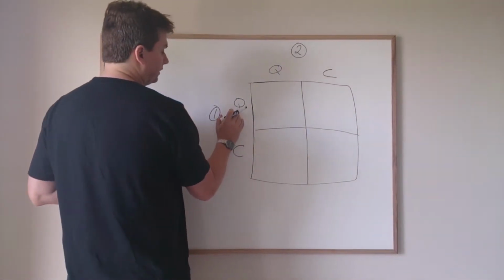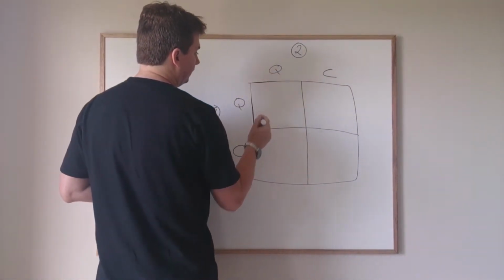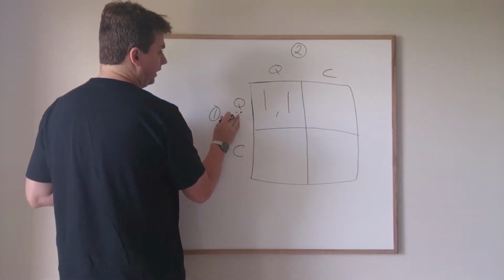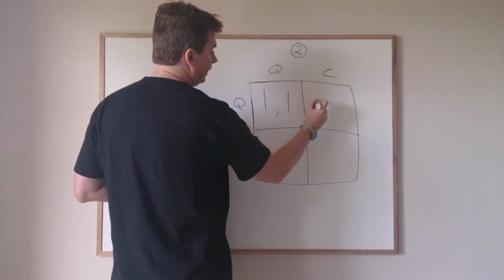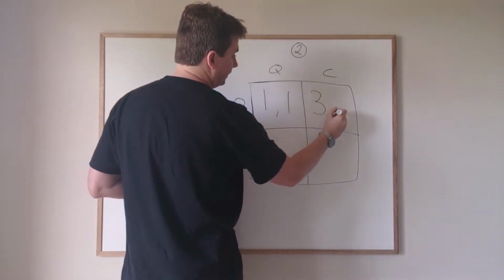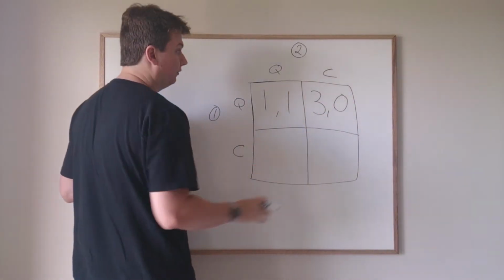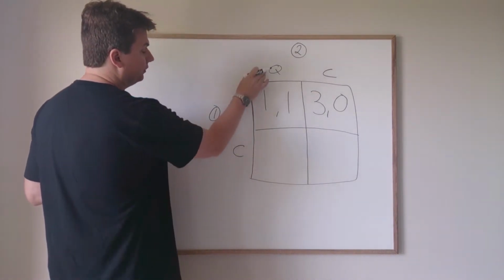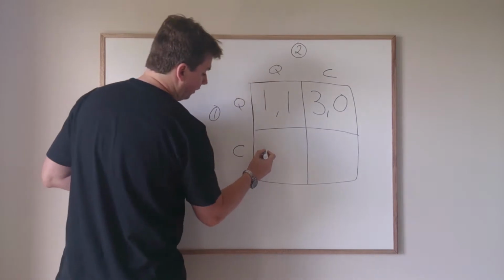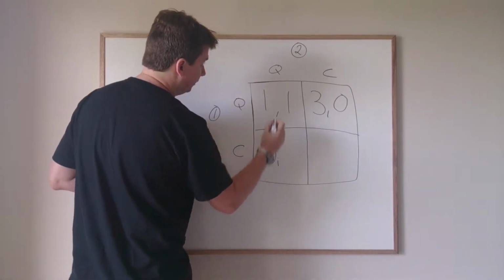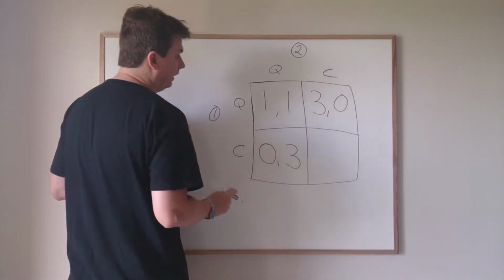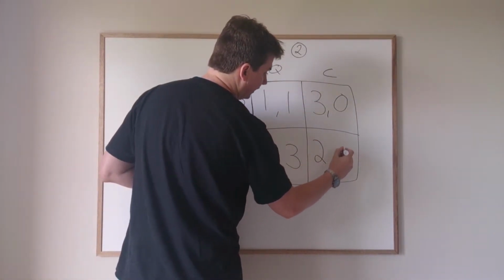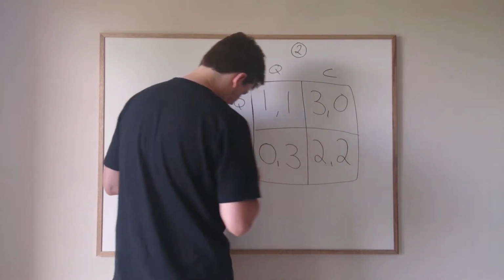So if player 1 stays quiet and player 2 stays quiet, then they both get 1 year in prison. If player 1 stays quiet but player 2 confesses, then player 1 goes to jail for 3 years while player 2 gets to go free. The opposite happens here. Player 1 confesses while player 2 stays quiet. Player 1 gets to go free while player 2 gets 3 years in jail. If they both confess, then the police let them off a little bit lighter and they get 2 years each.